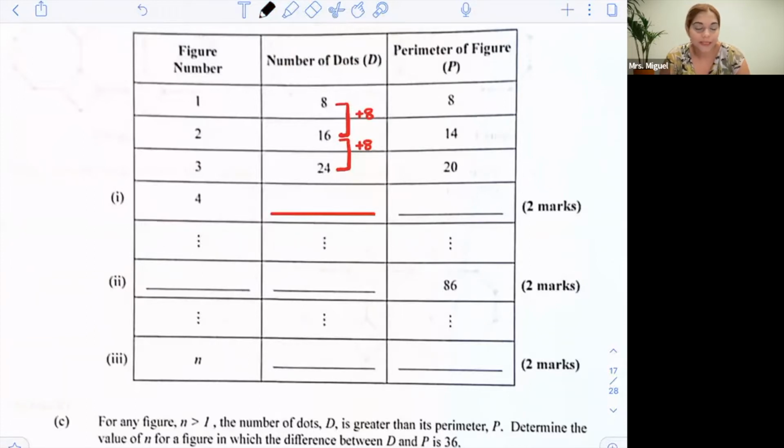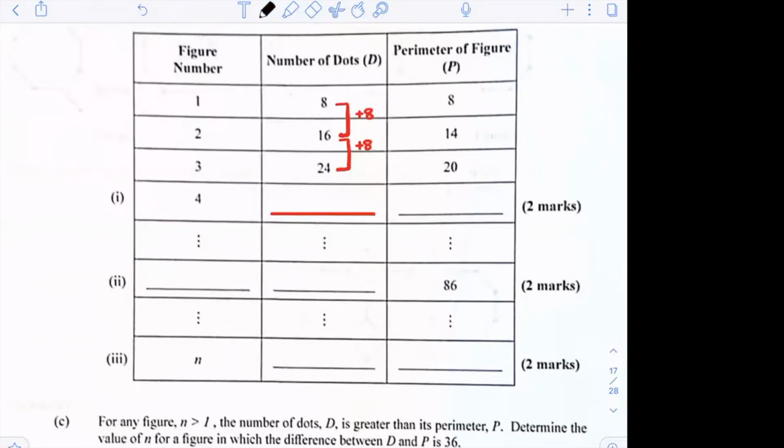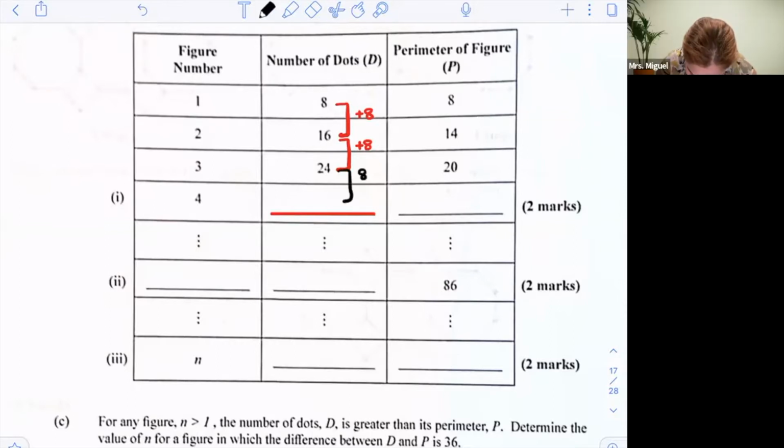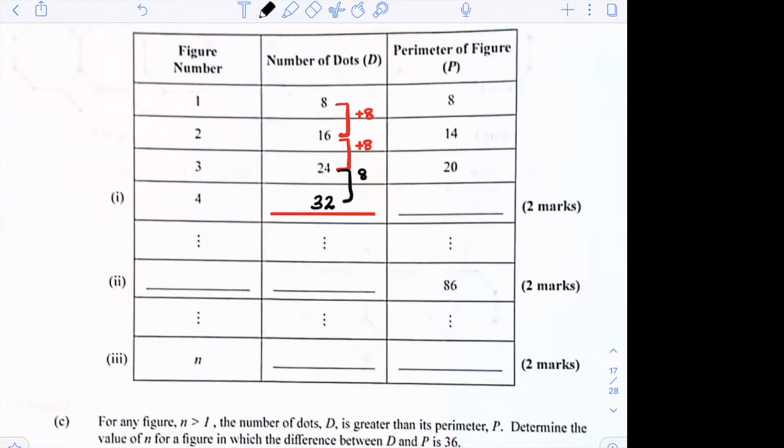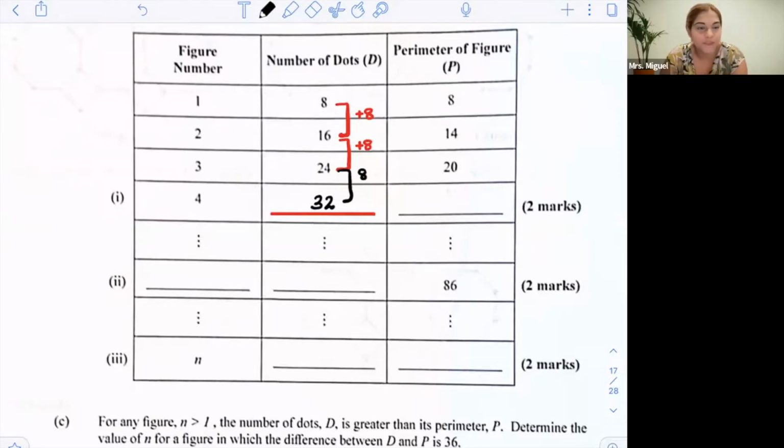Are we ready with the answer? Yes, miss. Right. So if I add 8 here, I will get 32. Did you all get that? Yes, miss. So almost every single one of you would get 8. So you would get 1 mark. So far we are up to 3 marks, right? In this question, we have 3 marks.